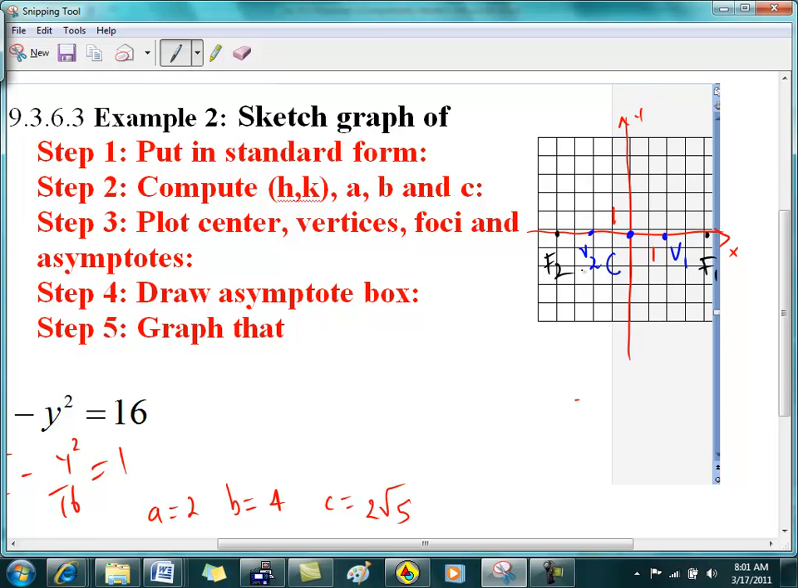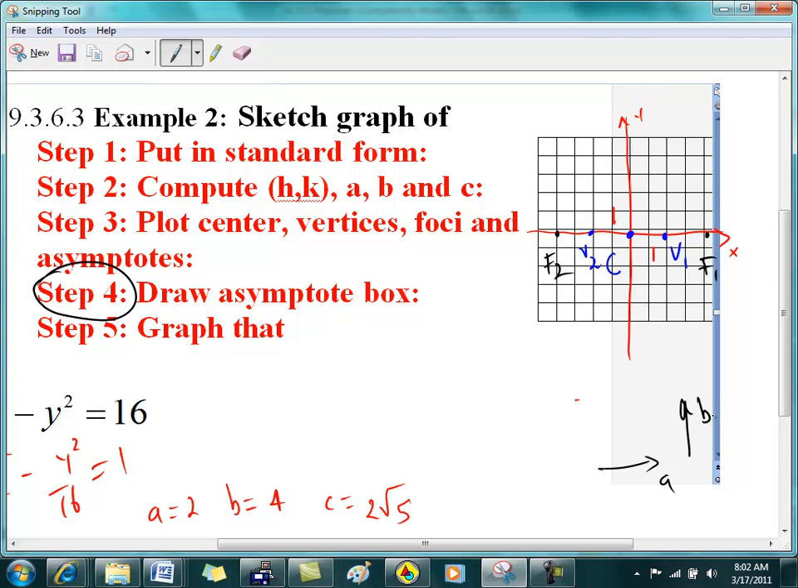Okay. Now don't go and throw in your hyperbola at this stage. What you need to do next is step number 4, before you start drawing in the hyperbola: draw the asymptote box. Since the hyperbola is oriented horizontally, A is going to go in this direction and B is going to go in that direction. A is horizontal, B is vertical.